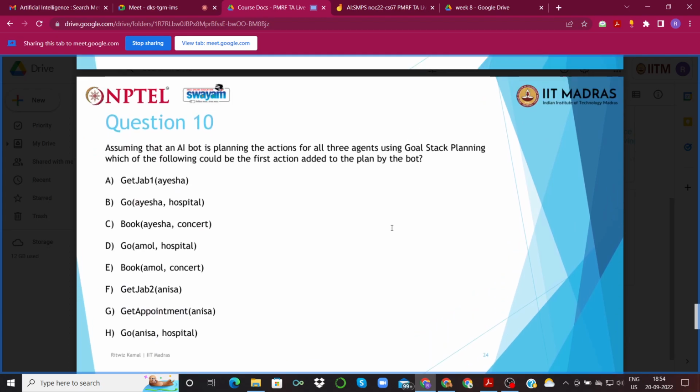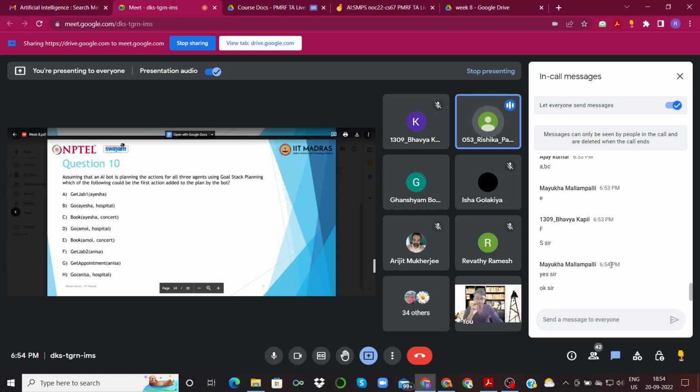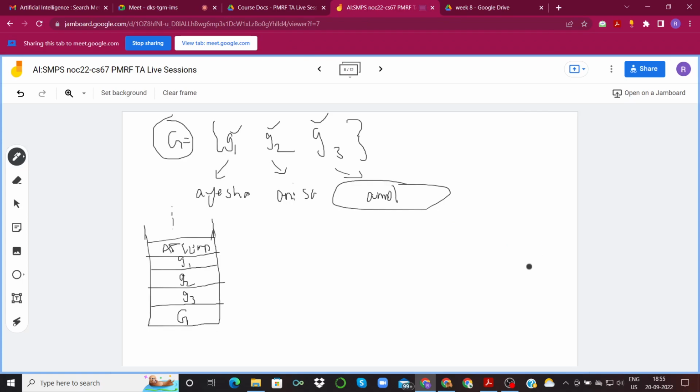Sir, I have one question. In GSP, sir told us that we first put all the three goals in the stack and then pop them one by one and solve them, right? Can you show the Jamboard where you have written the goal? What is the order? Our stack is in this direction. So we have G3 at the bottom, then G2, then G1. So in our ordering, G1 will be tried to be solved first.